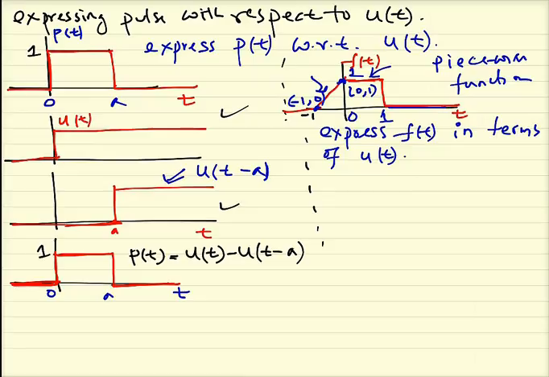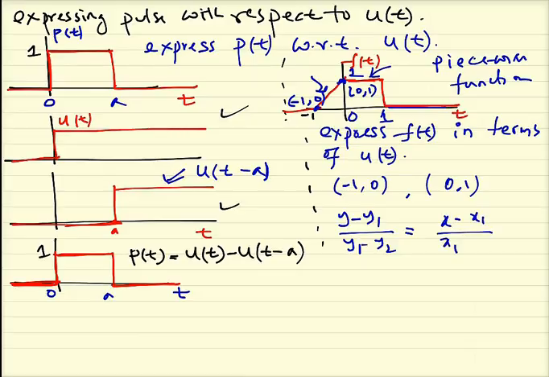So -1, 0 and 0, 1. These are the two points. So you have a straight line which goes through these two points, -1, 0 and 0, 1. So what will be this equation? You know that y minus y1 equals x minus x1 divided by x1 minus x2. This is, you know, from your college background.